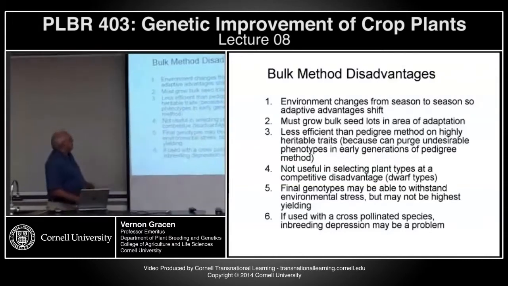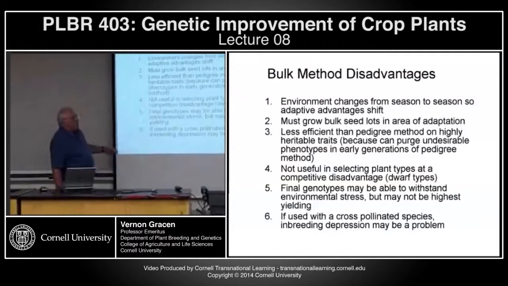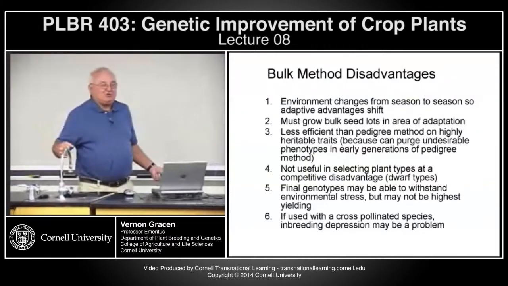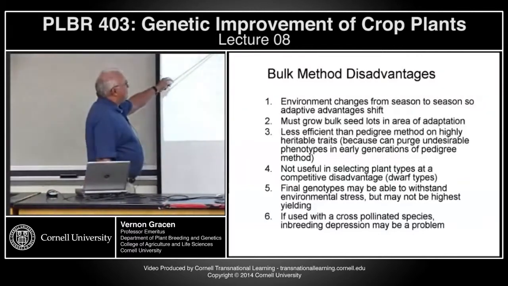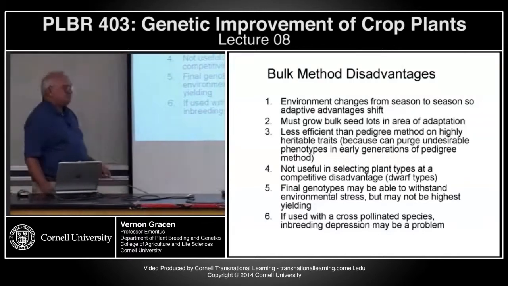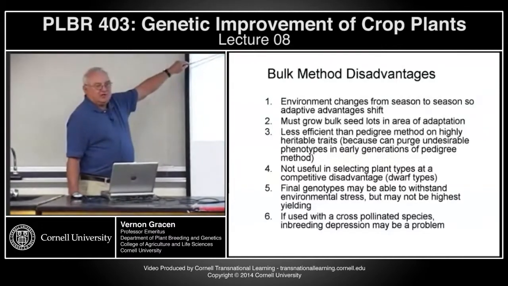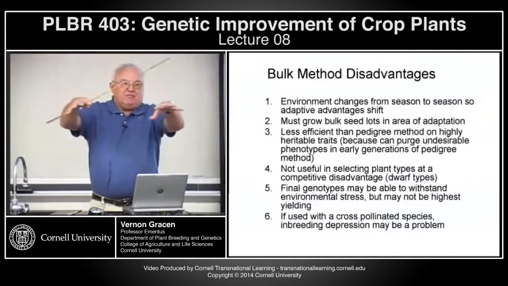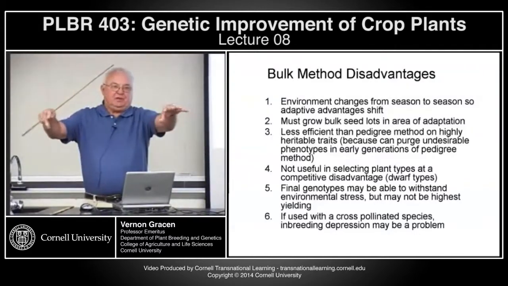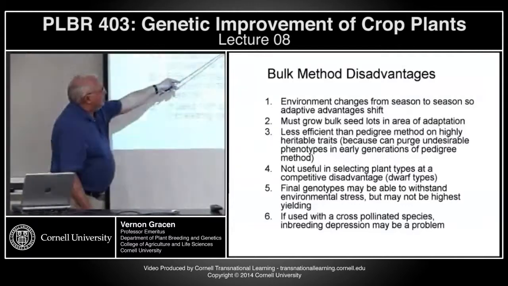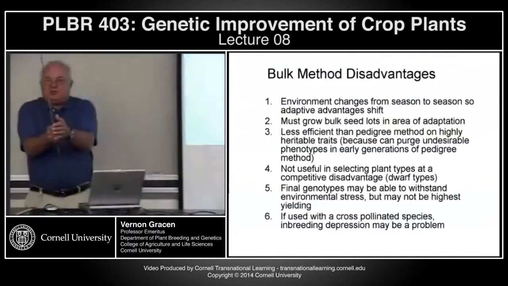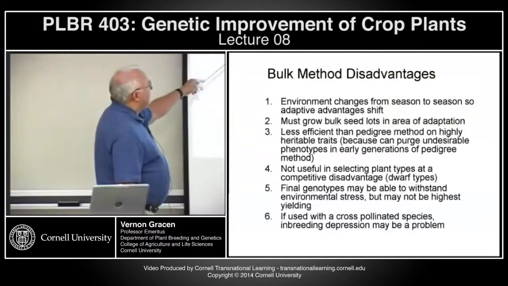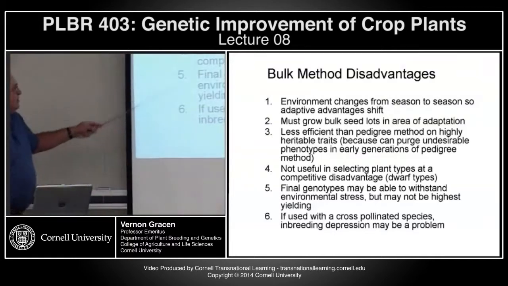It's less efficient on highly heritable traits because, as we'll talk about in the pedigree selection, if you see a plant that's really bad, you can throw it out. If you're just grabbing and bulking seed, you can't look much at individual plants, because in these small grains, you normally plant them at very high population densities, and you don't really get to see these undesirable phenotypes until you spread the plants out and give them a little space so you can look at individual plants.